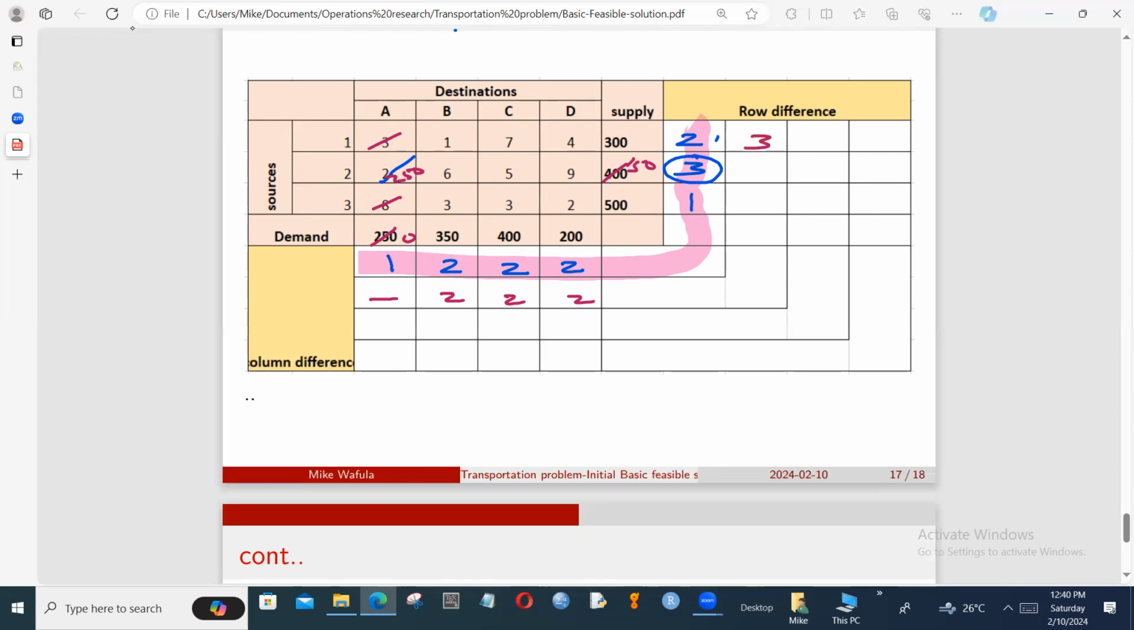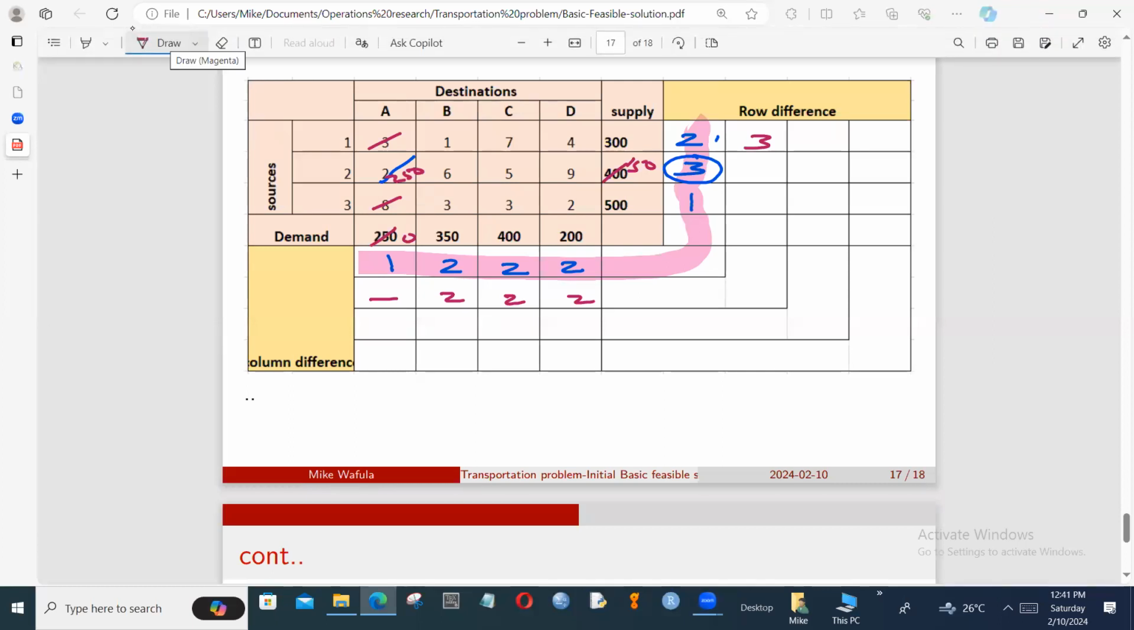So it's 3. How do you get 2, 3, 1, 1, 2, 2? Kindly repeat. No, don't worry. Let me repeat this second one that we are doing. It can confuse somebody. Or let me repeat the entire question anyway. There's no harm.